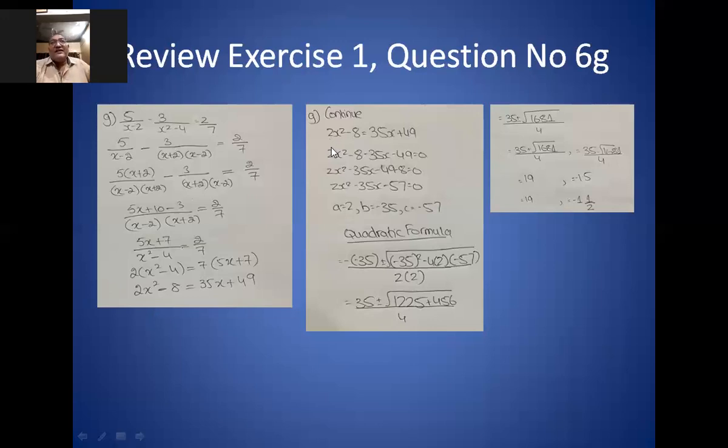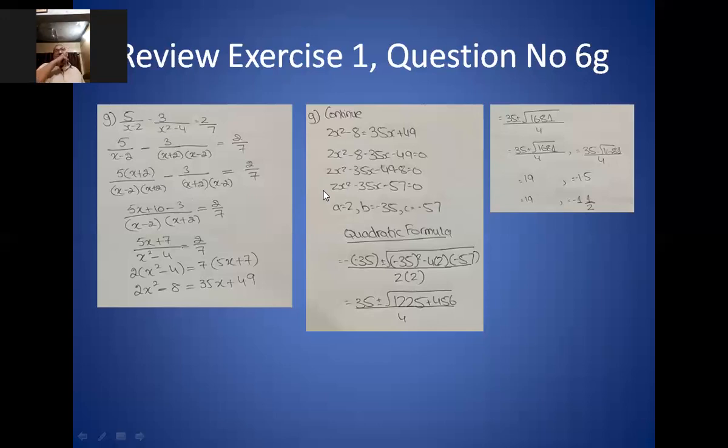So bring all the terms to the same side. You will have 2x square minus 8 minus 35x minus 49 is equal to 0. So 2x square minus 35x minus 49 minus 8 equals 0. So you will have 2x square minus 35x minus 57 equals 0. Now this is in the standard quadratic form.